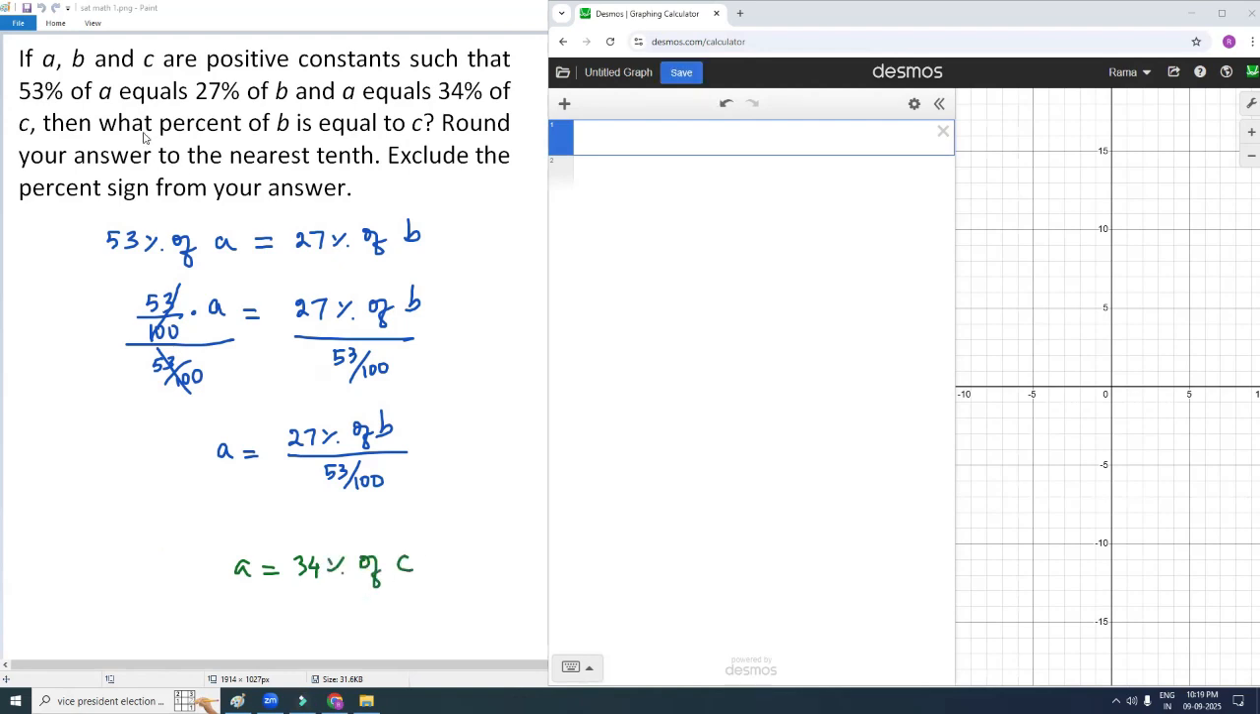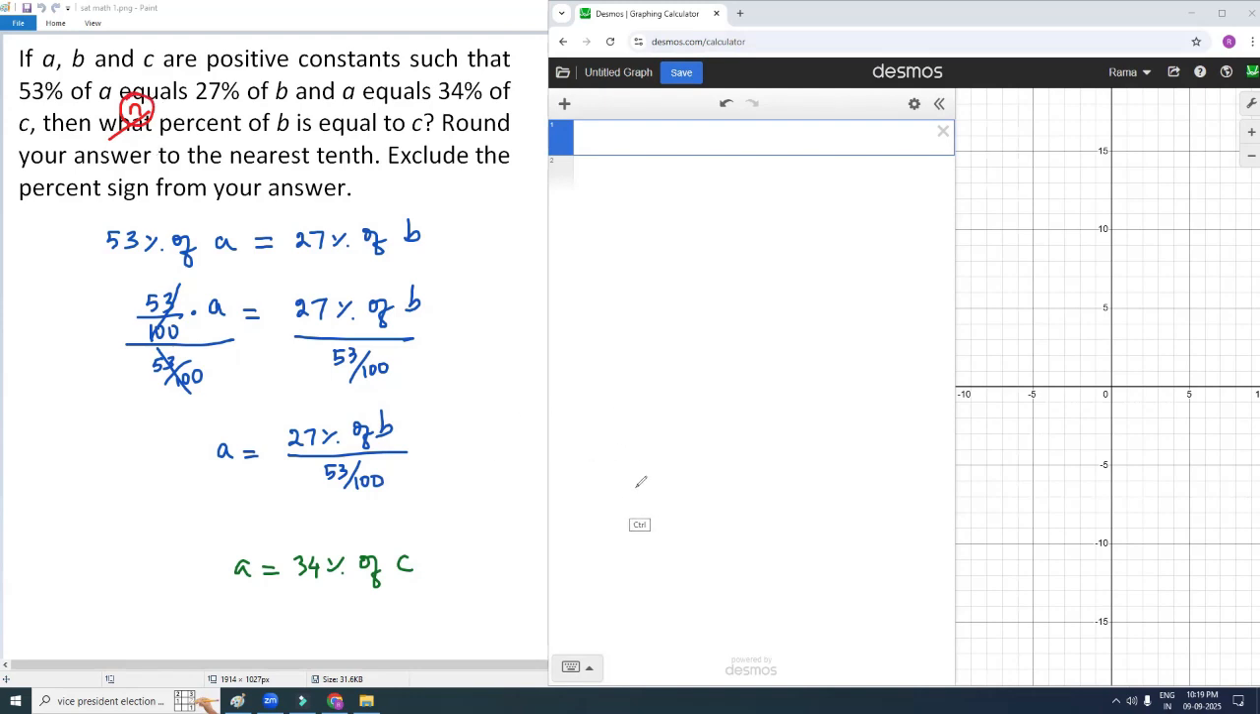Now let's consider the question, that is what percent of B is equal to C. Now we have to answer the question 'what' over here. So let's replace this 'what' by some English letter, say N or P. Don't consider X or Y over here because we are going to use Desmos to solve this problem. Already we have X and Y in the XY plane in Desmos. So instead of X and Y, we can consider some other letter in the place of 'what'. Let me consider the letter N. That is N% of B is equal to C. I have to find the value of N.